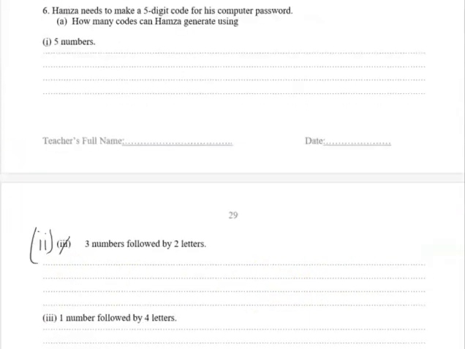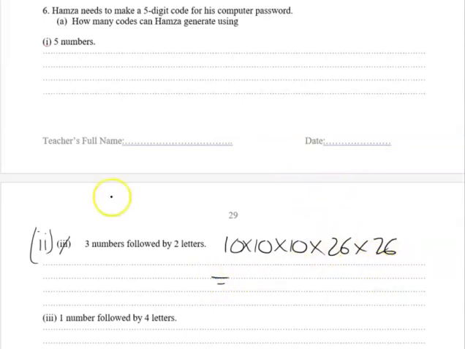This is question 6a, part 2. Now, how many codes can Hamza generate using 3 numbers followed by 2 letters? Now, there's no limitations put on this, so 3 numbers, that can be 10 times 10 times 10. Now, 2 letters from the alphabet. Now, there are 26 letters, so we're going to do times 26 times 26. And when we pop this in the calculator, we're going to get 676,000.